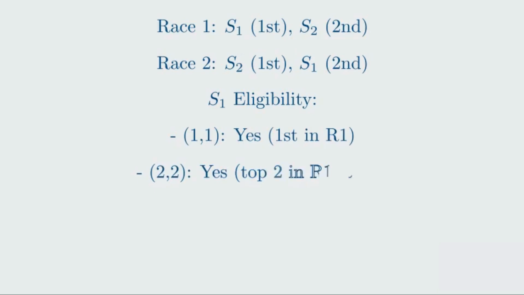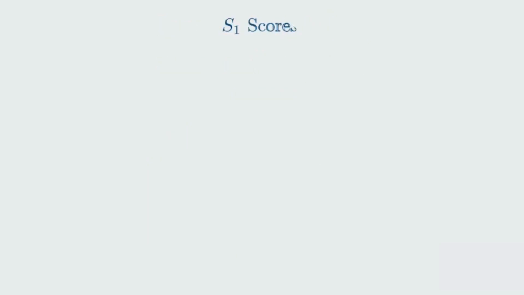Yes, they were in the top 2 in race 1, and so on. Let's test these eligible ratings. The score from 1-1 is 1. The score from 2-2 is 4. The score from 1-2 is 2. The maximum is 4, so S1's score is 4.